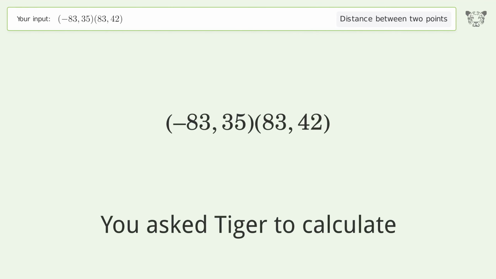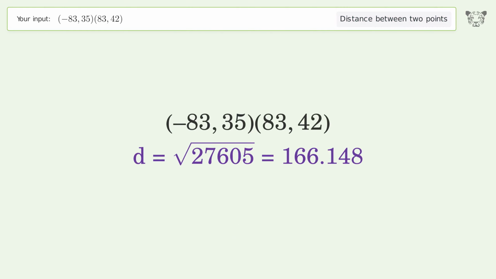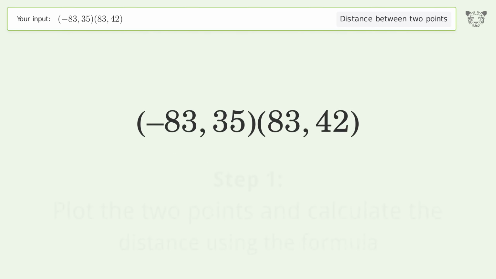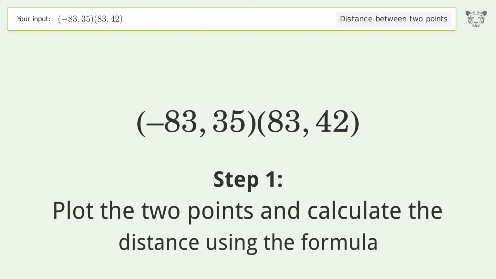You ask Tiger to calculate. This deals with the distance between 2 points. The distance between the 2 points is the square root of 27,605, or 166.148. Let's solve it step by step. Plot the 2 points and calculate the distance using the formula.